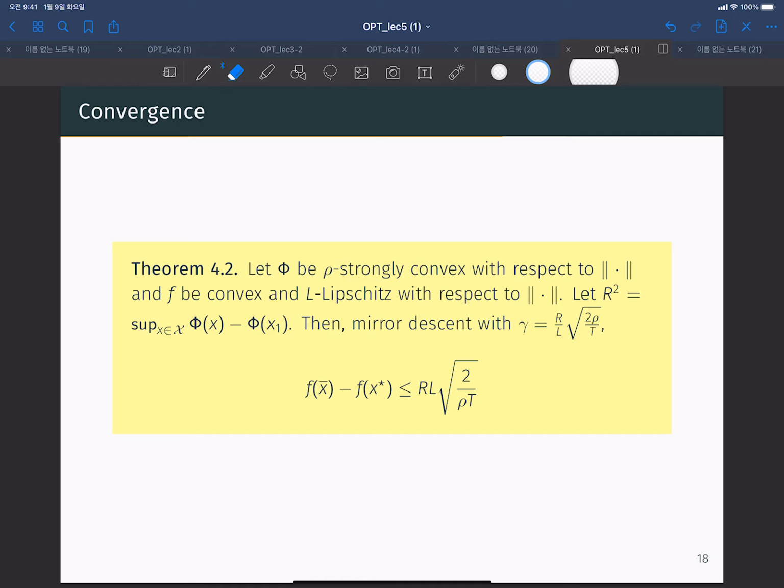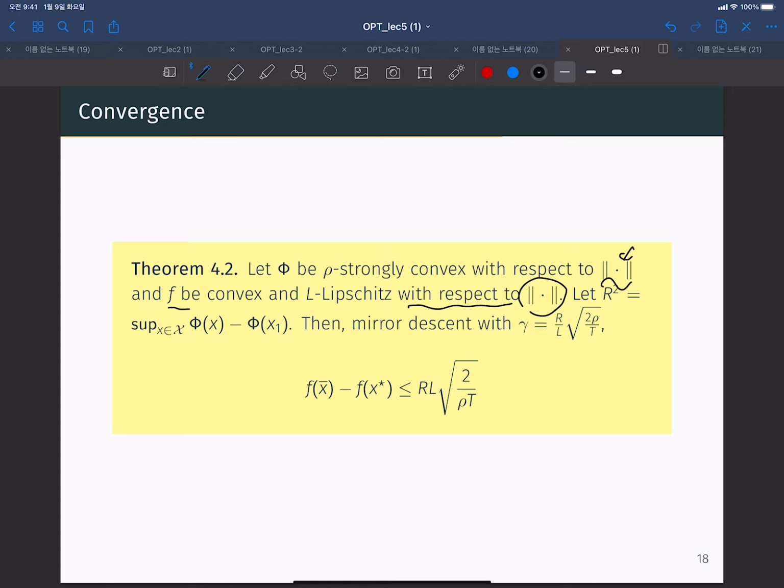So now let's discuss the convergence speed. Theorem 4.1 tells us the convergence speed when we use a strongly convex mirror map. And this strongly convex means strongly convex with respect to some general norm. So this does not necessarily mean the Euclidean norm. This can be any L norm, and this can be any other norm. And f is convex and Lipschitz continuous, again with respect to some general norm.